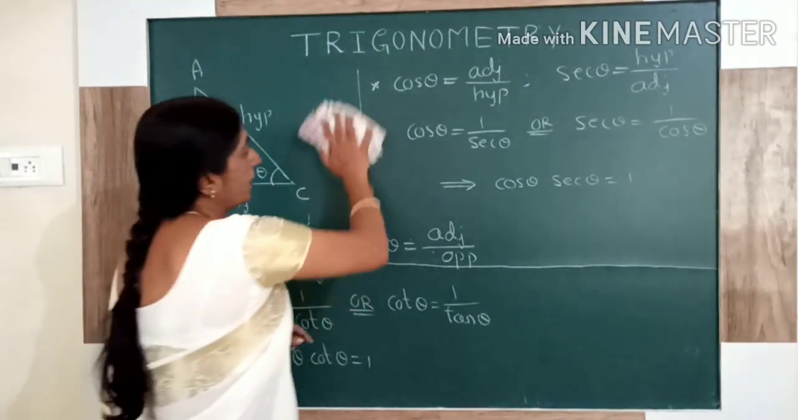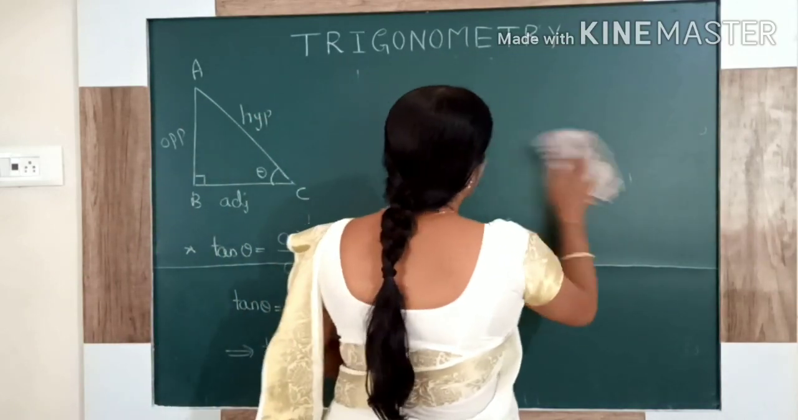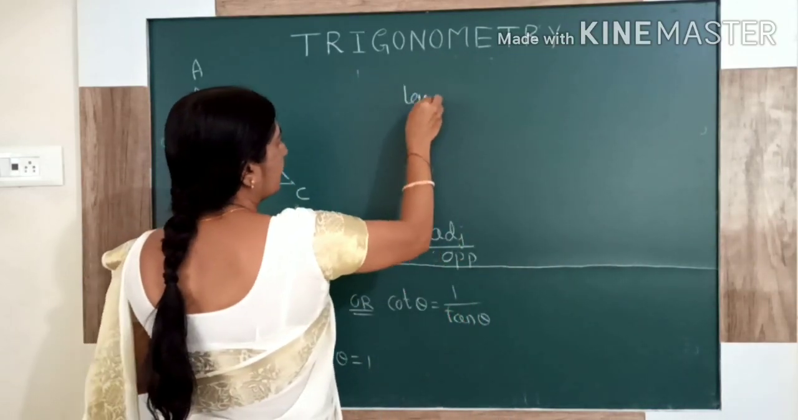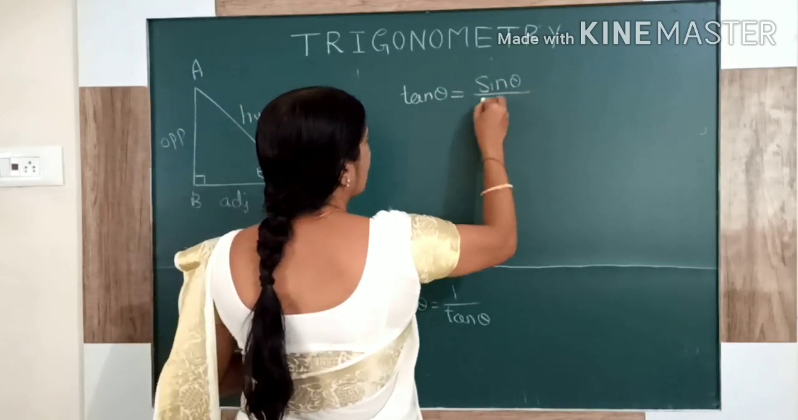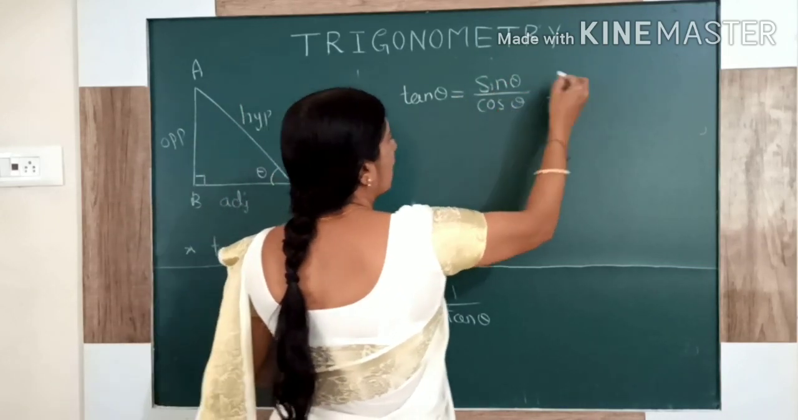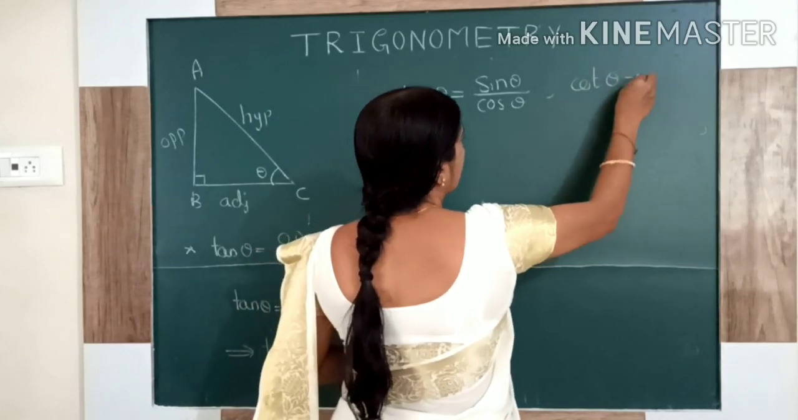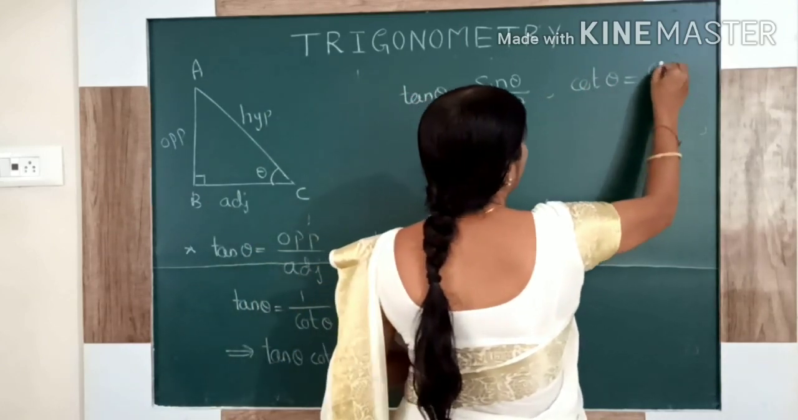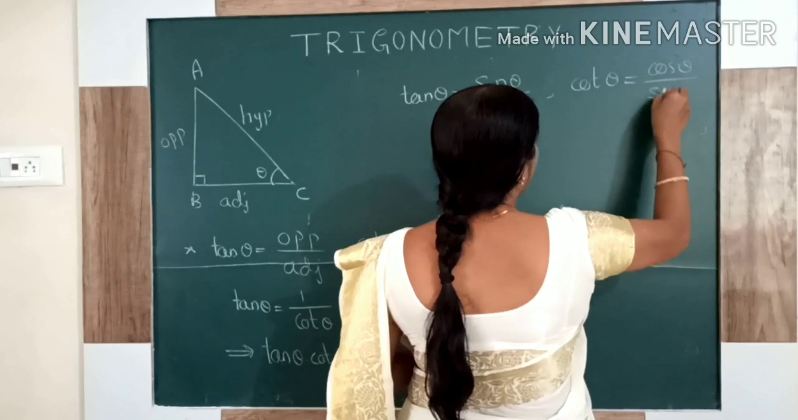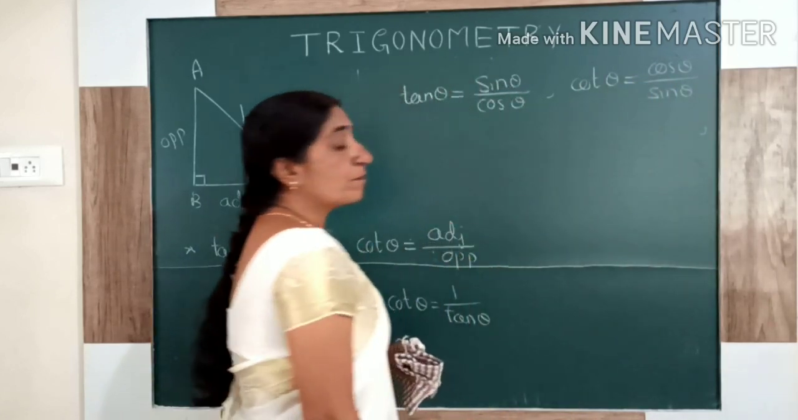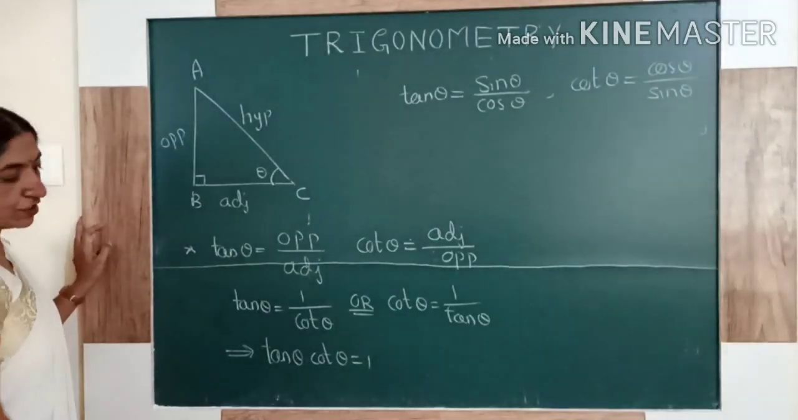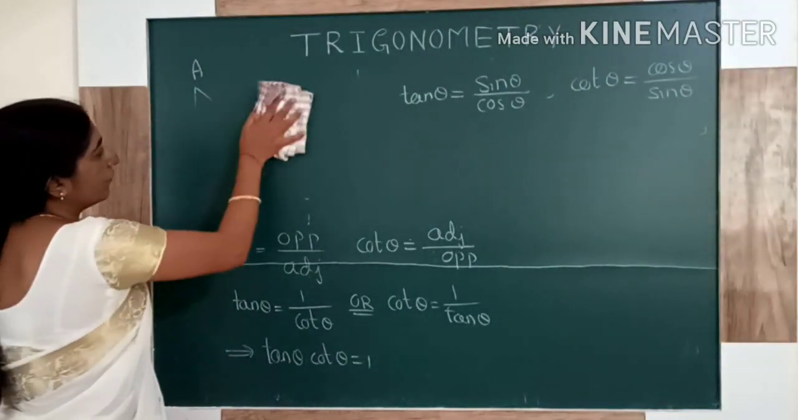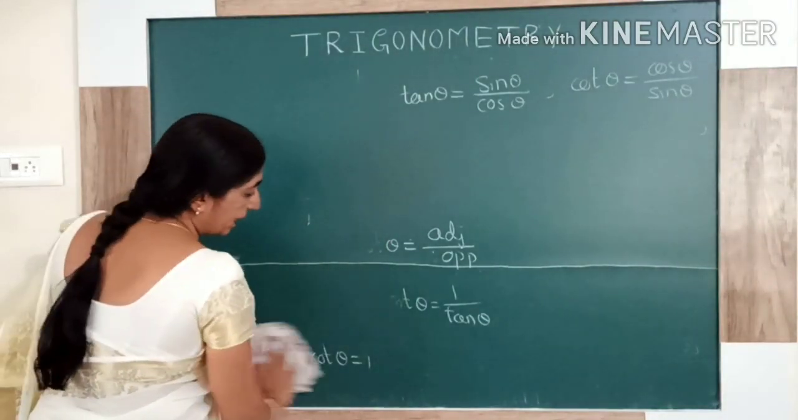Tan is also written as sin theta upon cos theta. So you know that cot is reciprocal, means it is cos theta upon sin theta. See, these are the basic definitions of 6 trigonometric functions. So after these basic definitions, we are moving to identities.